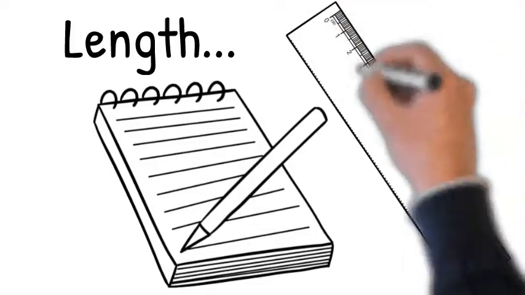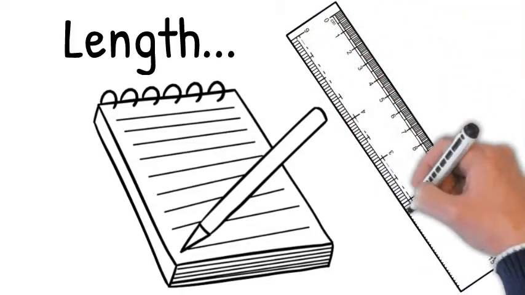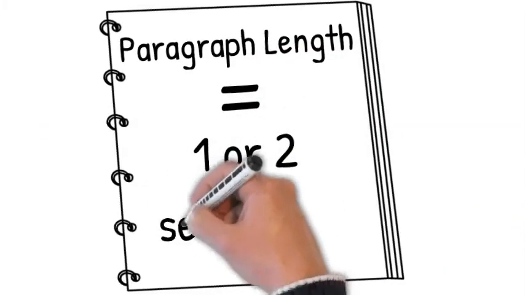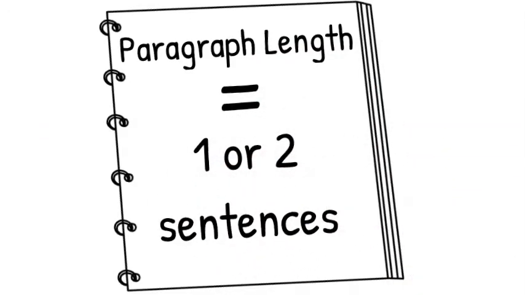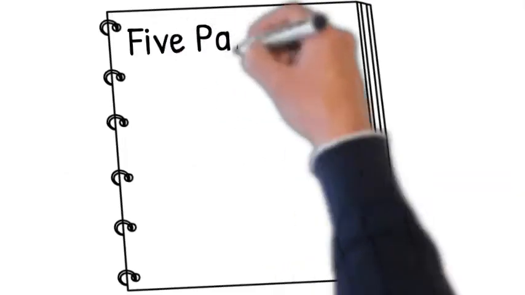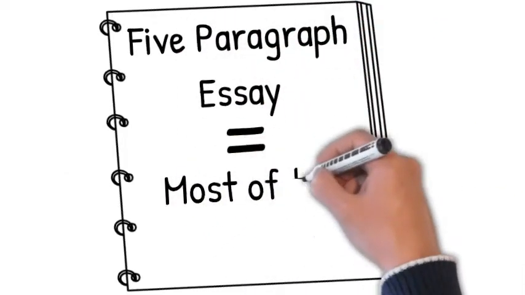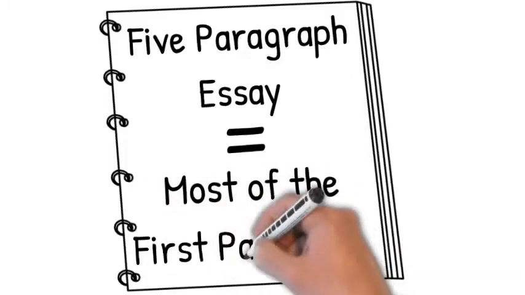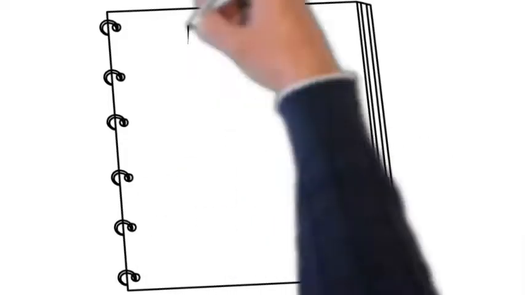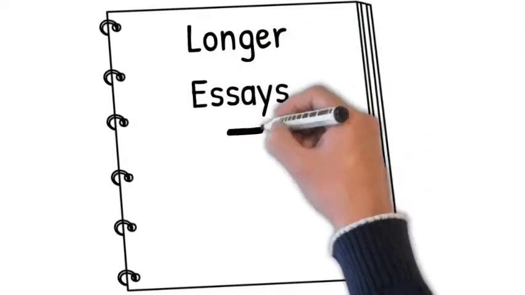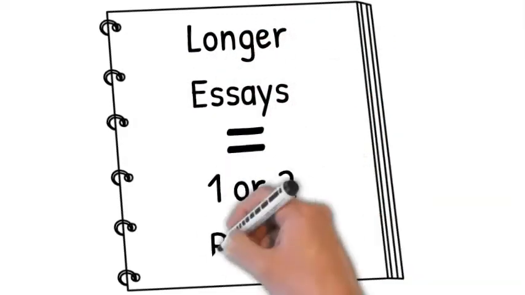First, let's talk about length. If you are writing a single paragraph, the background information is normally just 1 or 2 sentences. If you are writing a 5-paragraph essay, most of the first paragraph should give the general background information. For papers that are longer, the first 1 or 2 pages could be used to give background information.